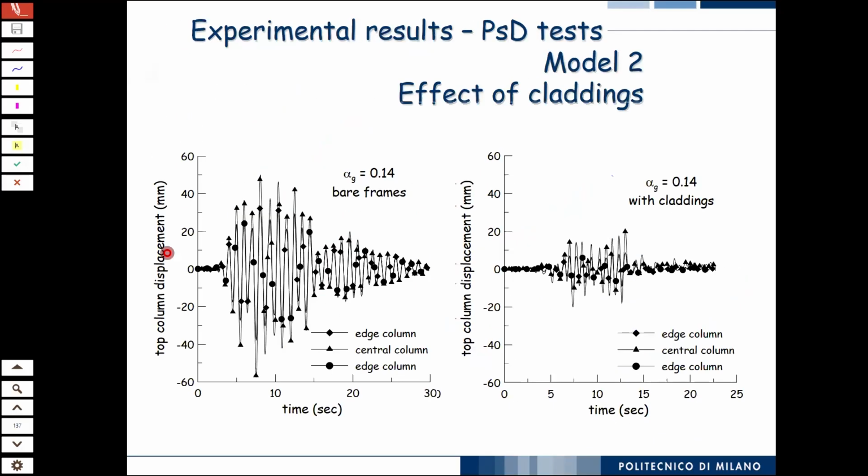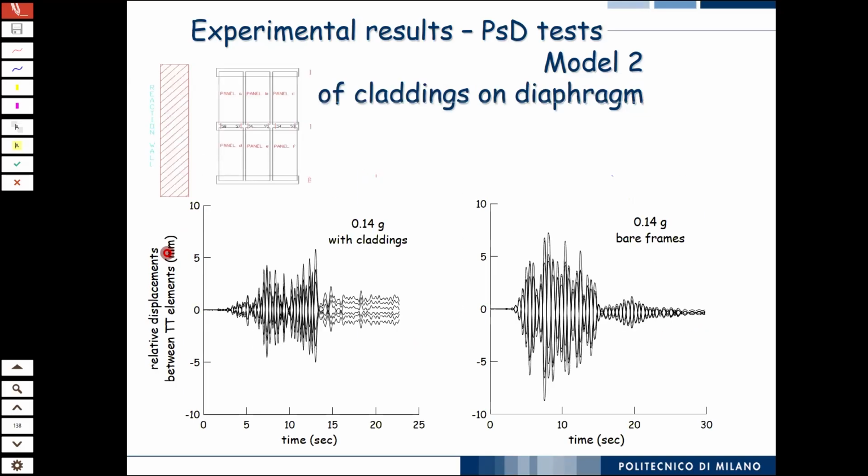Which was the effect of the claddings? Well, the effect of the claddings here is evident. With the claddings, you have maximum displacements of 20 millimeters in the central columns and even less in the outer ones. Without the claddings, you have much more similar displacements, but you see that they can go up to twice as much. So the building was much stiffer with the claddings.